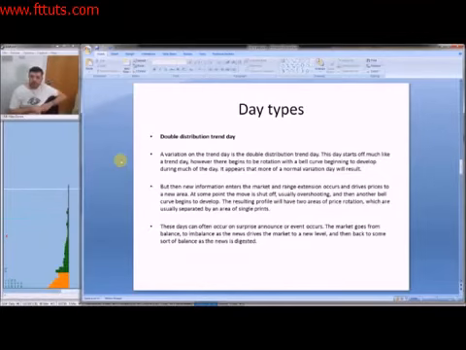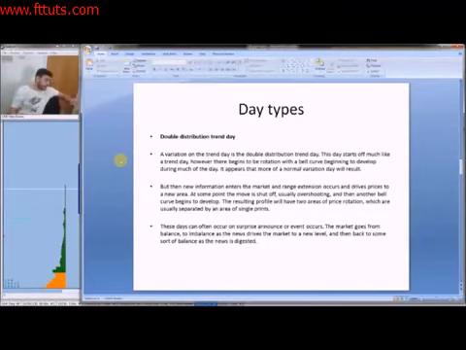So a variation on the trend day is your double distribution trend day. The day starts off much like a trend day, however, there begins to be a rotation with a bell curve beginning to develop during much of the day. It starts to appear that more of a normal variation day will result, i.e. that P shape or that B shape. It looks as if that's where we're heading, but then new information enters the market.